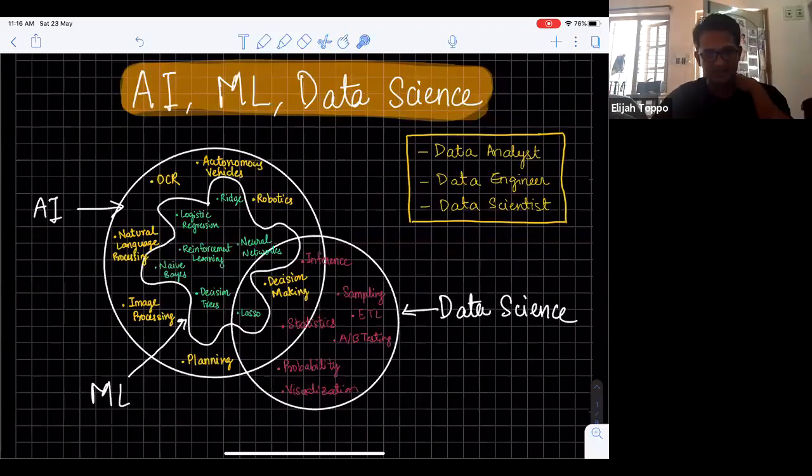The next thing we look into is that many times people get confused about what these buzzwords are. What is artificial intelligence? What is machine learning? What is data science? This is probably a helpful diagram to explain where it all stands.